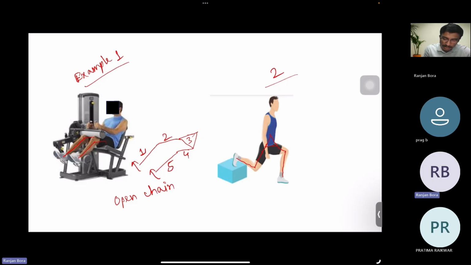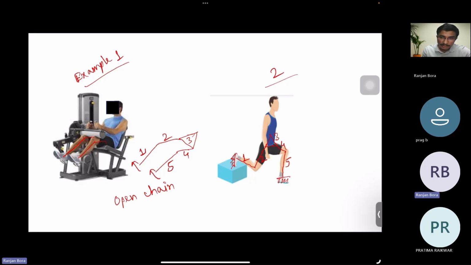And here these two links are constrained. This is constrained here and this is constrained here. With respect to the hip joint, we are looking at the terminal links only. So 1 and 5 are the terminal links here. In both cases 1 and 5 are the terminal links.